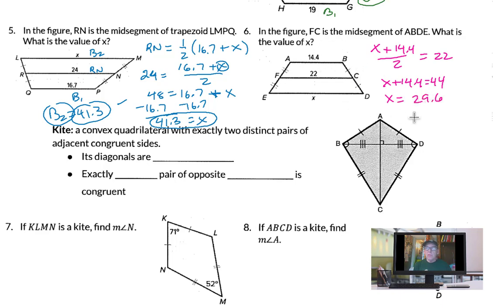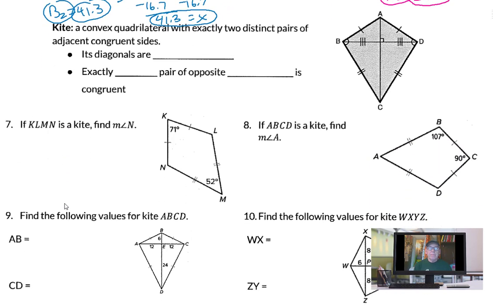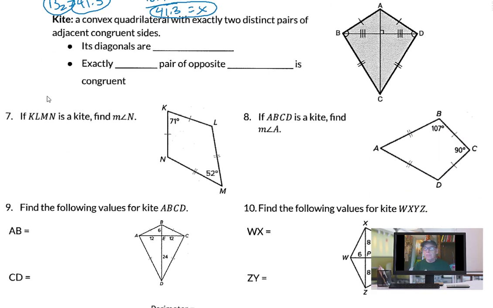And they're not giving us units to have to worry about. So X is 29.6. If we check it out, 29.6 plus 14.4 adds up to be the 44. 44 divided by 2 does give us 22. So it works out. Now another quadrilateral shape that we have is a kite.